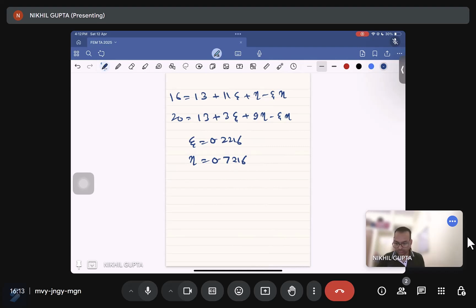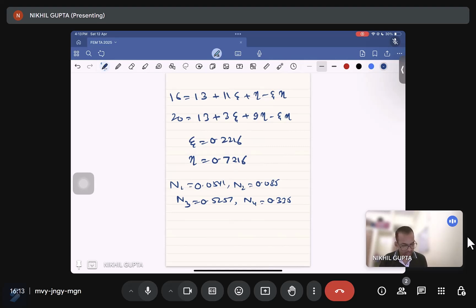So for this, when we calculate N1 and N2, we'll get N1 as 0.541, N2 as 0.085, N3 as 0.5257, and N4 as 0.335.